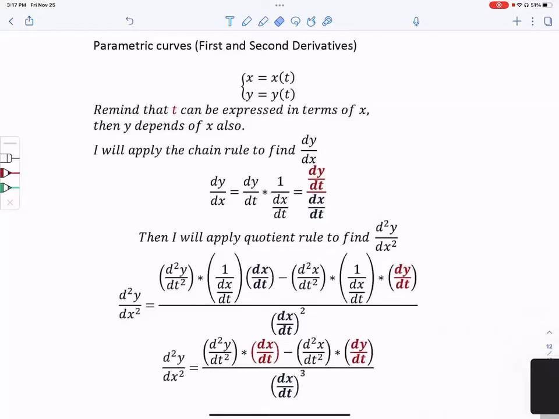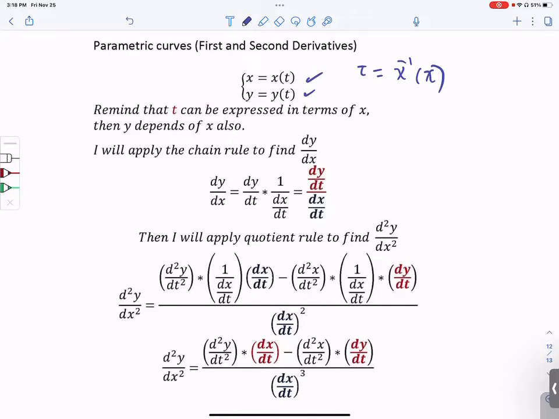In this video, I will show you how to find the first and second derivatives of the parametric curve. The parametric curves are formed by two equations, x equals x of t and y equals y of t. Remember that t can be expressed in terms of x. I mean, if we do t here and apply the inverse function of x on both sides, we get this.